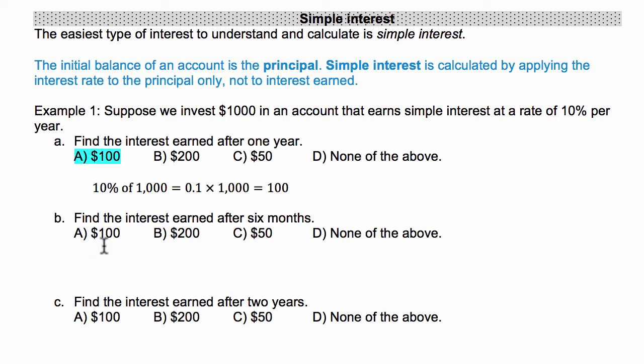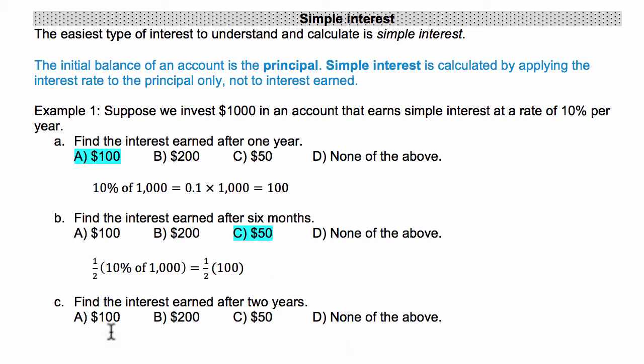Part B. Find the interest earned after 6 months. With simple interest, interest is earned at a constant rate. So if $100 was earned after 1 year, $50 would be earned after 6 months or half a year. In other words, 1/2 of 10% of 1,000 is 1/2 of 100 or 50.